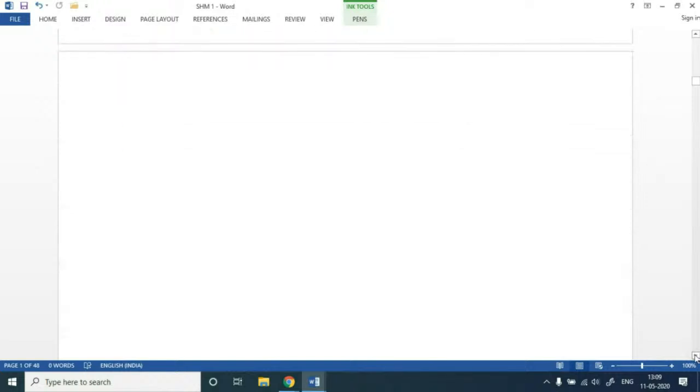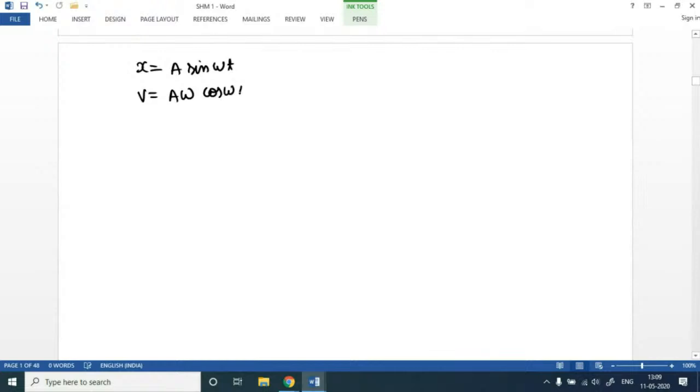So let's try to introduce v as function of x and a as function of x as well. Okay, so you can see that x, I had represented it as a sine omega t, and v, I had represented it as a omega cos omega t. So from these two equations, when you will be eliminating omega t, for example, sine omega t is nothing but x by a, and cos omega t is nothing but v upon a omega. So squaring and adding will simply give you x square upon a square plus v square upon a square omega square is equal to 1.